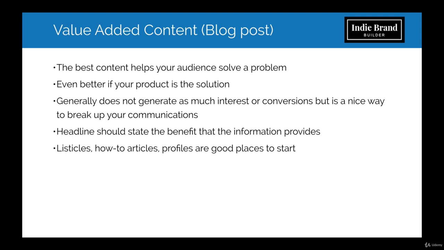So the headline that you come up with should clearly state the benefit that the information provides. And the type of information you might look at are things like listicles. So you're probably very familiar with this type of article. You know, it could be 9 great ways to save time in the morning, for example. It could be a how-to article, either related directly to your product or just a related topic. Profiles of interesting people in your field or related to your products, again, also a great place to start.